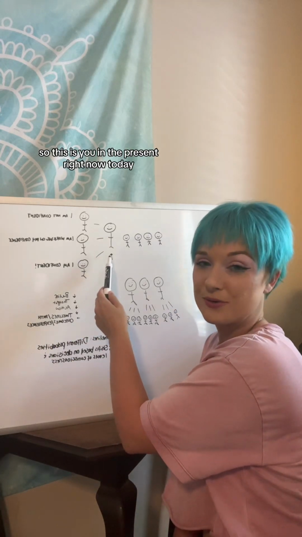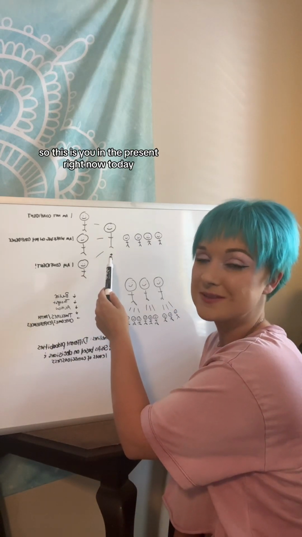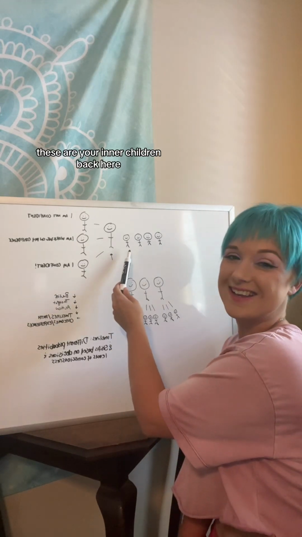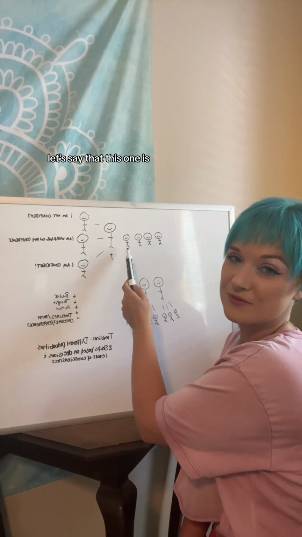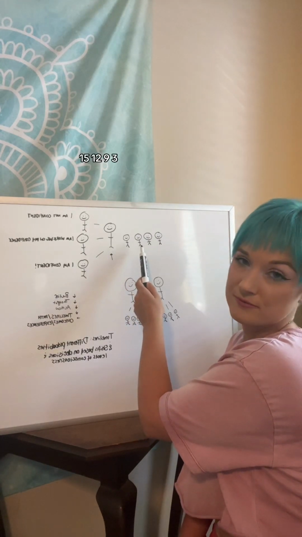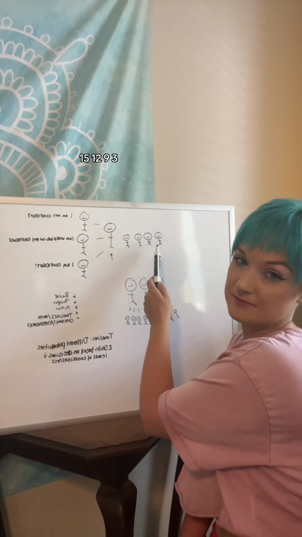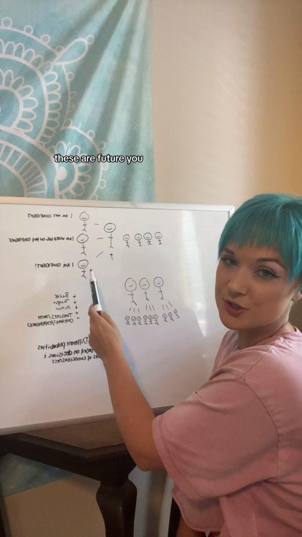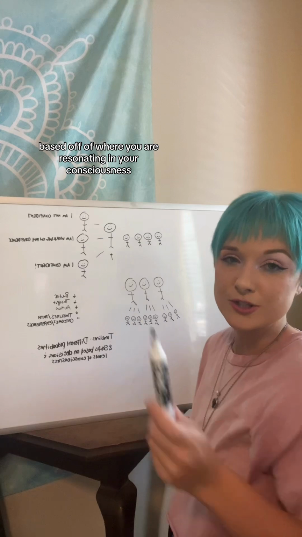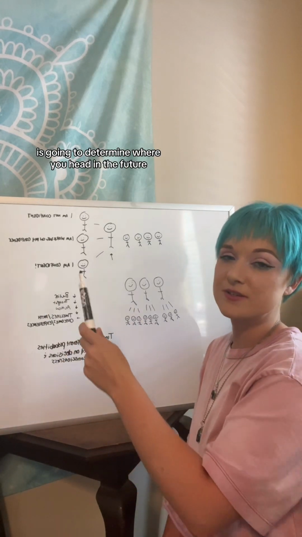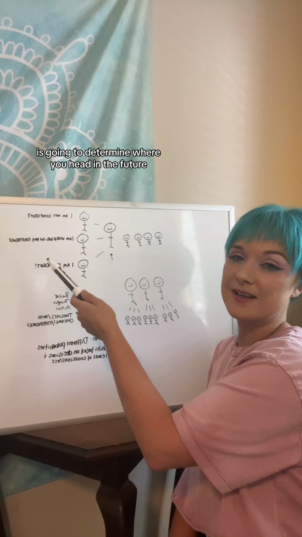So this is you in the present right now, today. These are your inner children back here. Let's say that this one is 15, 12, 9, 3. These are future you. Based off of where you are resonating in your consciousness and your thoughts and beliefs is going to determine where you head in the future.